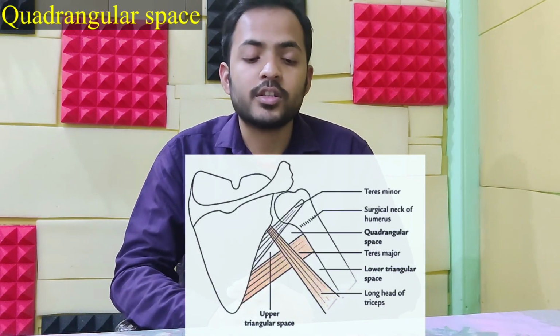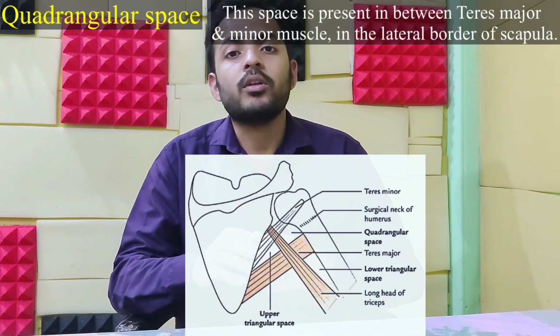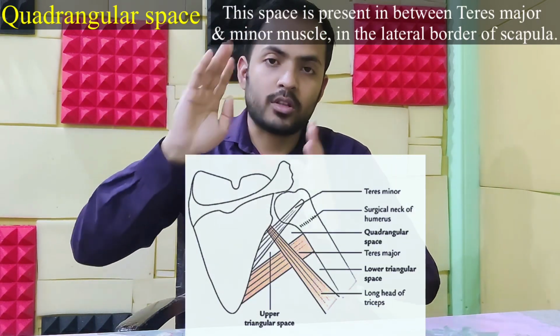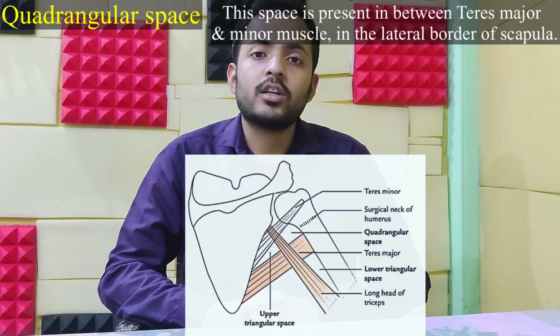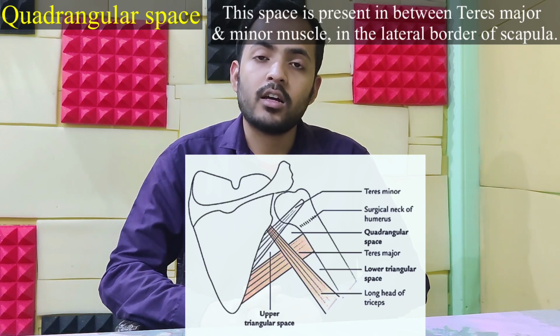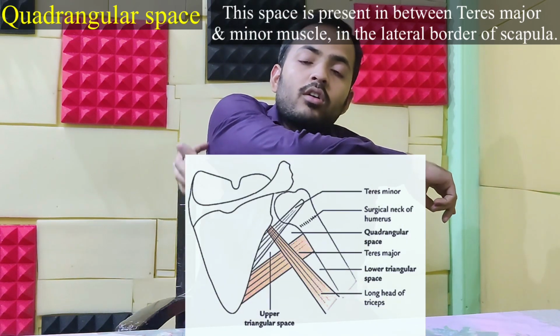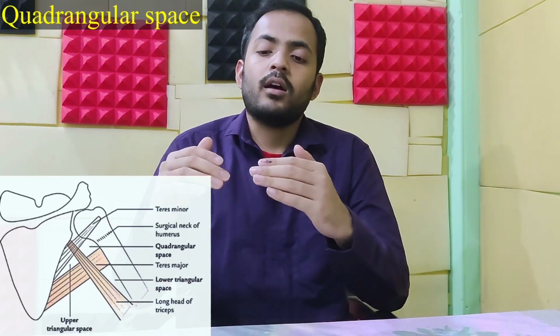First of all, you have to know that the space is mainly in between the teres major muscle and the teres minor muscle. By the name of teres major and minor, you already have an idea that this area is present in the lateral border of the scapula. You have to know about the boundaries.